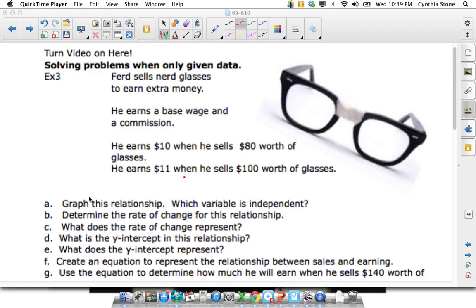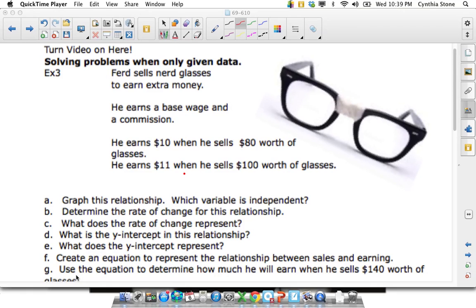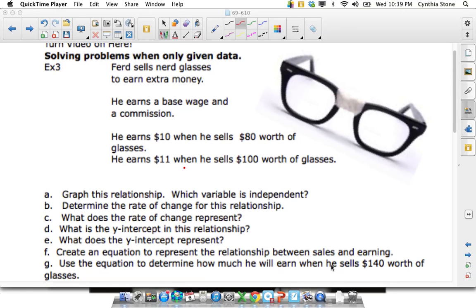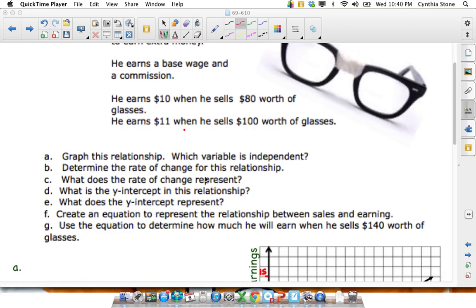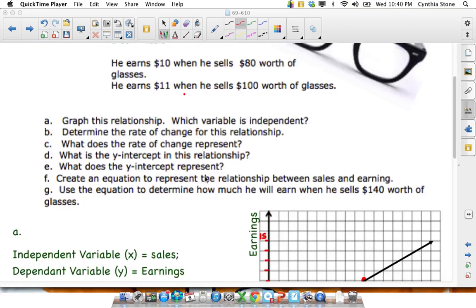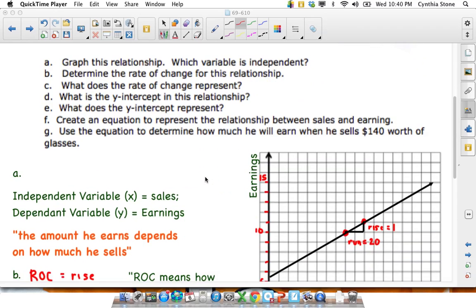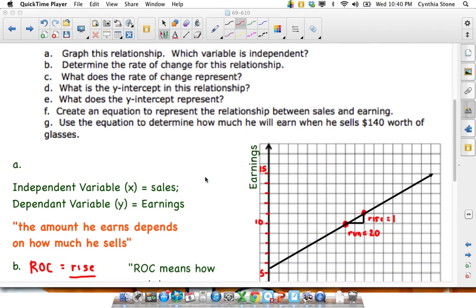Well, what if, and you can see by question G here, what if he sells 140? What's his earning? Okay, and so that's this question, and it's a tough one. But let's get started, and you'll see this is your biggest challenge of the day. So graph the relationship. So we're going to graph it, and I have everything written down here.